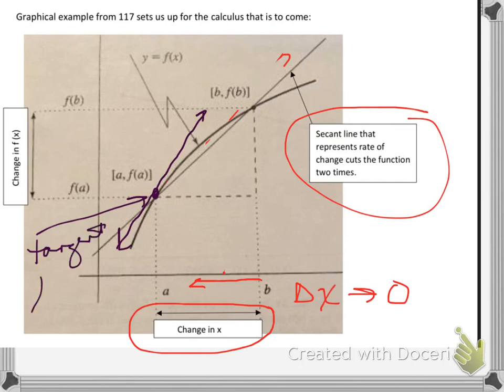Tangent lines measure instantaneous rate of change. Secant lines measure average rate of change. We're going to move our discussion to measuring tangent lines, because now we're going to measure the slope of a curve using calculus. You don't usually talk about the slope of a curve in pre-calculus levels. If you think about slope, you're thinking about a line. Well, the slope of this tangent line is going to approximate the slope of the curve at that point A. So that's where we're going with this discussion.